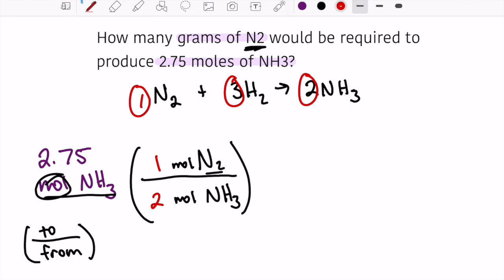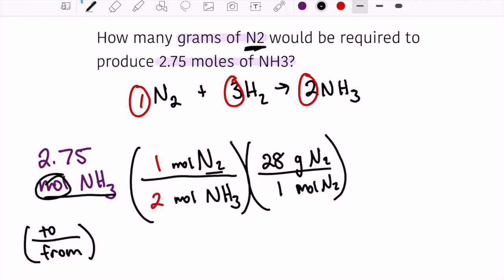And now we want to convert from moles of N2, so that goes at the bottom, moles of N2, to grams of N2. And when we're going from moles to grams, like I previously said, we use the molar mass. So in 1 mole of N2, there is, let's just say, 28 grams of N2. Okay, now let's take a look at those units.